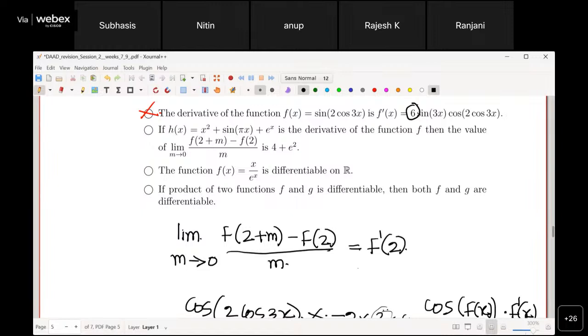Yes, in the question, it's already given that h of x is the derivative of this function f, right? So that means this should be h of 2, right? Because I know f dash of x is nothing but h. That I know because it's already given in the question. And this f dash 2 is precisely equal to h of 2. So to get the value of this thing, I just need to compute what is h of 2.